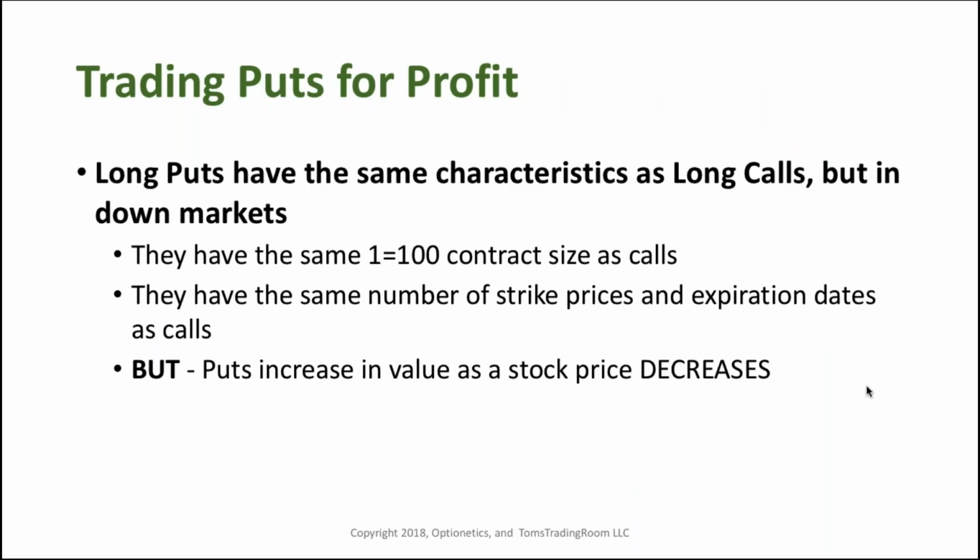Now, trading puts for profit is literally the same thing. You have the same characteristics as long calls, but in down markets. They have the same 1 to 100 contract sizes as calls. They have the same number of strike prices and expiration dates, but puts increase in value as stock prices decrease. And guess what? We are going to get a market that's going to decrease. Problem is nobody knows when it's going to happen, but there are some patterns out there that have been working very, very well, and we'll be discussing those next week on the decrease side.